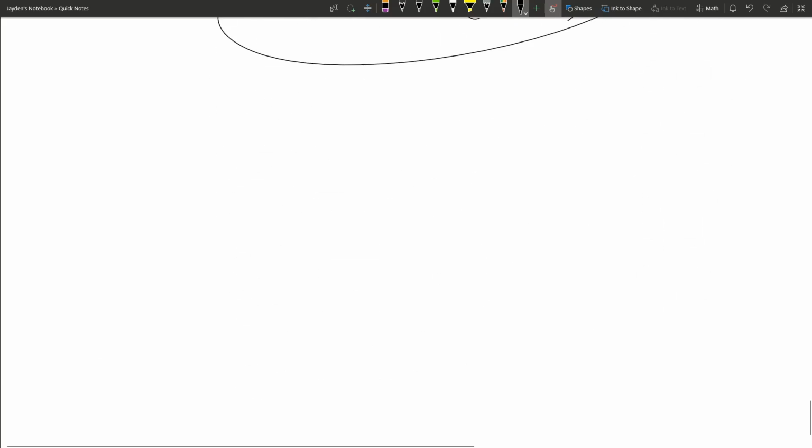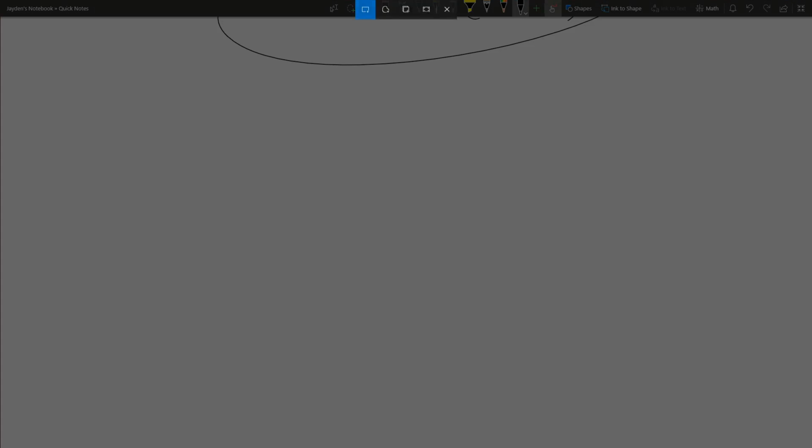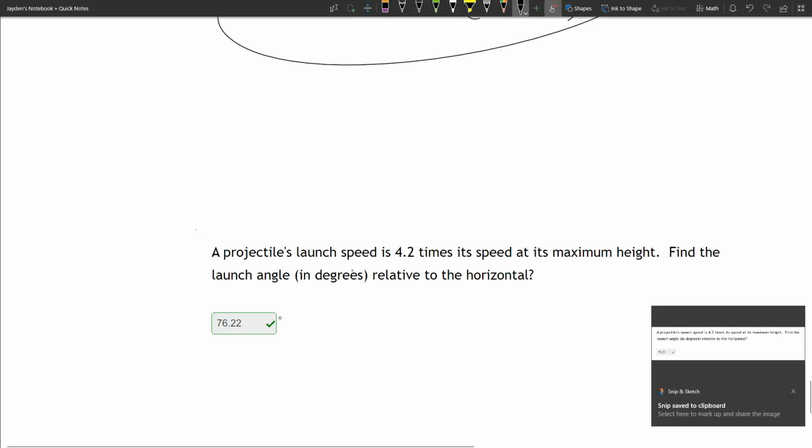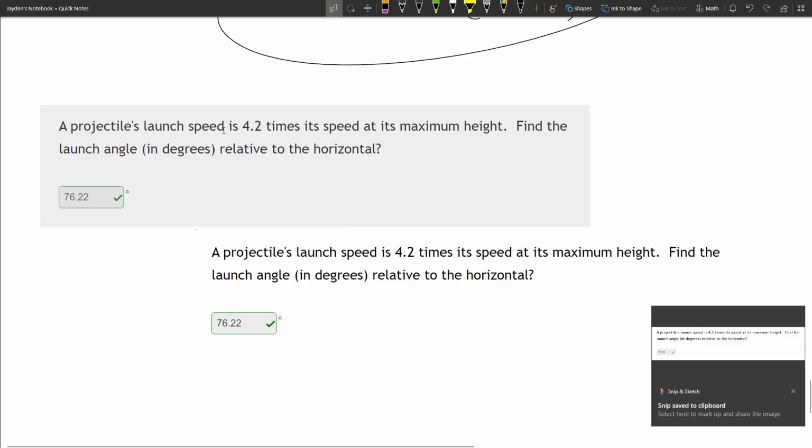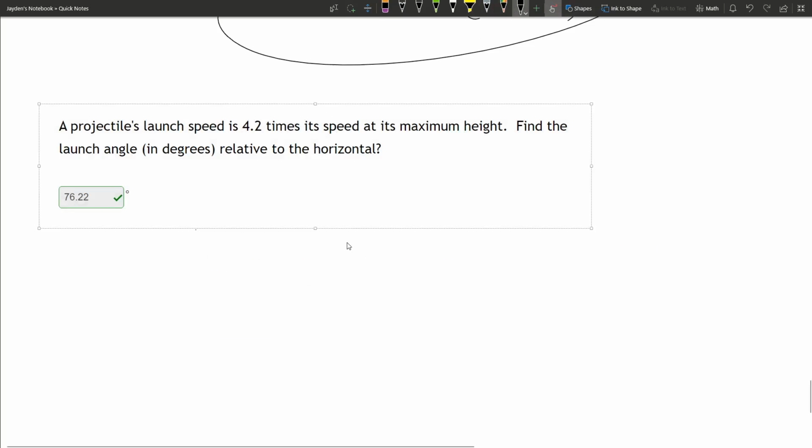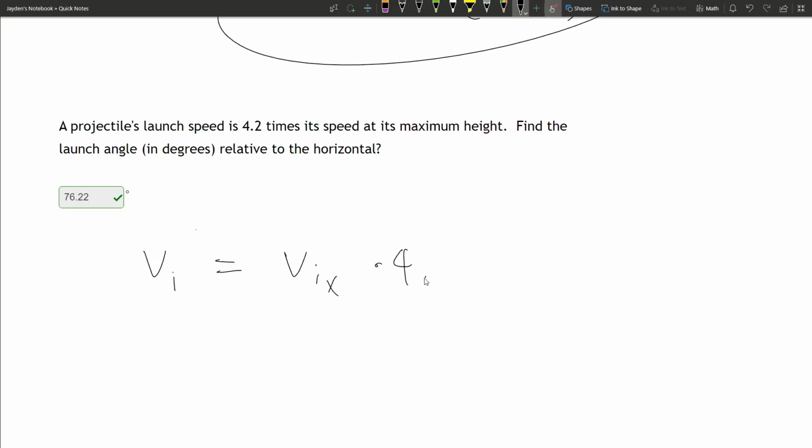Now let's move on to the next question before the video gets too long. This one's pretty quick. Okay, so pretty much this question is saying the launch speed is 4.2 times its speed at its maximum height. So VI is equal to VIX, because at maximum height the velocity in the y direction is 0, so the x velocity times 4.2. But what is VIX?